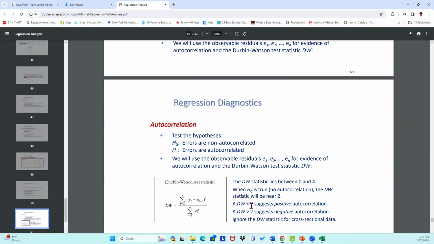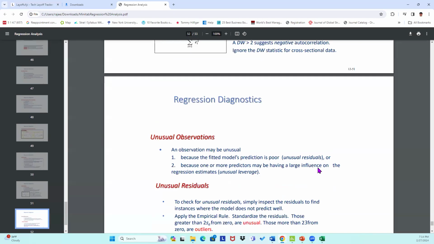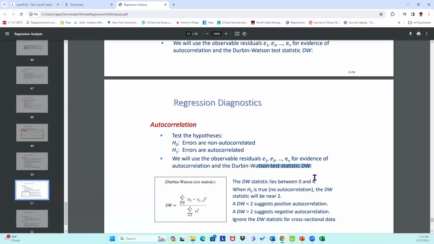And this is very simple. If Durbin-Watson is less than 2, there is positive autocorrelation, and if Durbin-Watson is more than 2, there is negative autocorrelation. This is useful only for time series data, and we don't have time series data here.